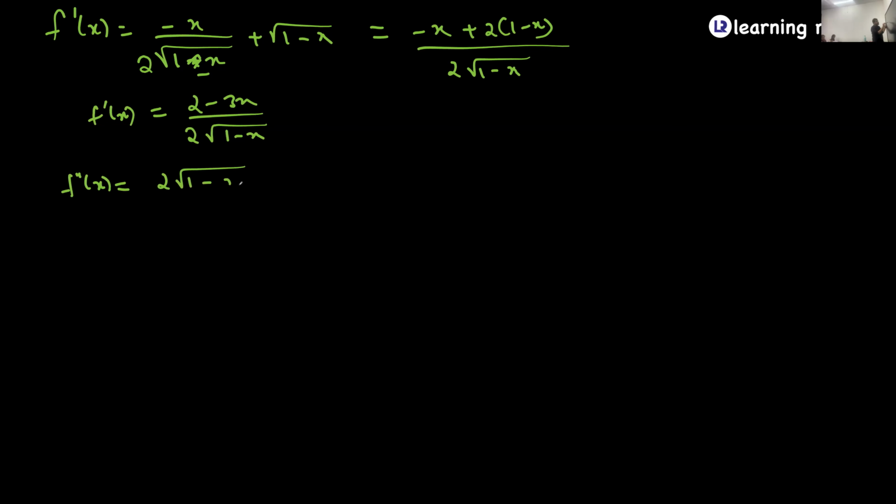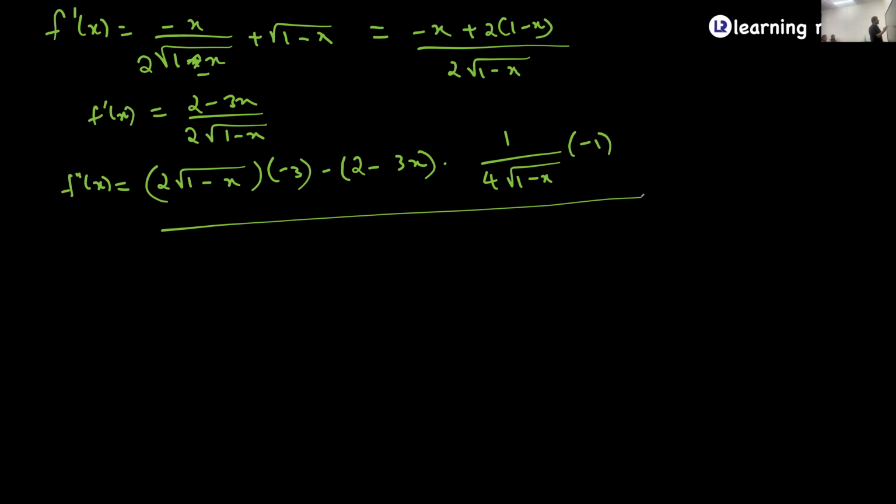2 root of 1 minus x into minus 3, minus, 1 by 4 root of 1 minus x into minus 1, the whole divided by 4 into 1 minus x. Correct? Now what you will do is, you will take the 2 by 3 and substitute it. Don't simplify this. Got it?